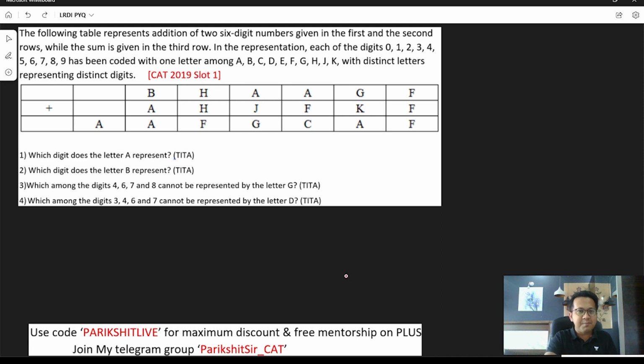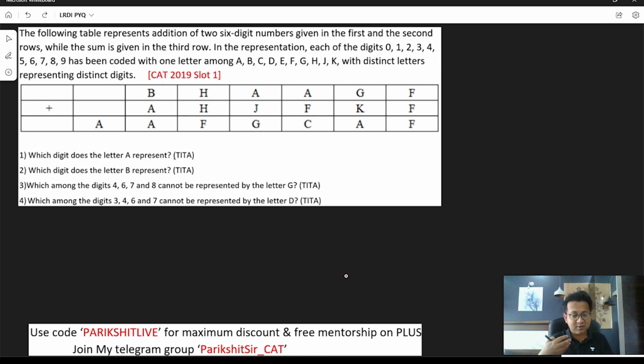The following table represents addition of two 6-digit numbers given in the first and the second rows, while the sum is given in the third row. In the representation, each of the digits 0 to 9 has been coded with one letter among A to K with distinct letters representing distinct digits.